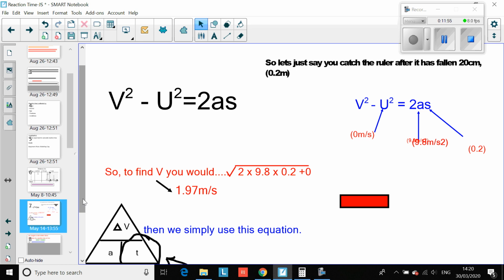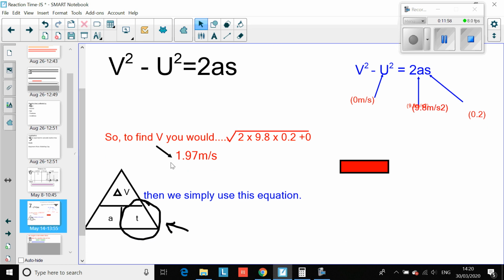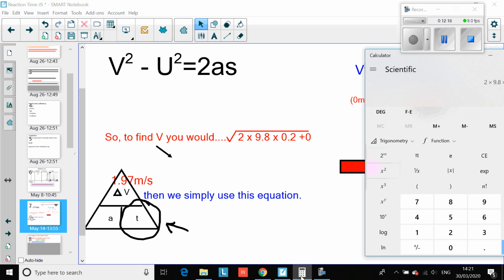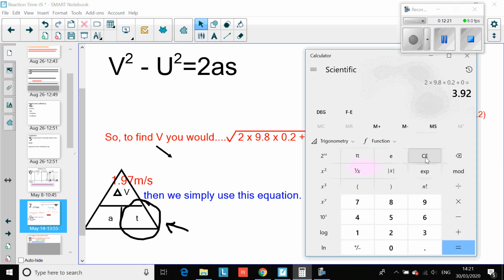Okay, now once we've got that number, to work out our reaction time, it's actually quite simple. We put 1.97 into our velocity, because that is our change of velocity. It started at 0, it then accelerated to 1.97 meters per second. So that's our change in velocity. The acceleration we know is 9.8, because it's the same as Earth's gravity. So this one we can do quite easily. So 1.97 divided by the acceleration, which is 9.8, and our reaction time was 0.2 seconds.